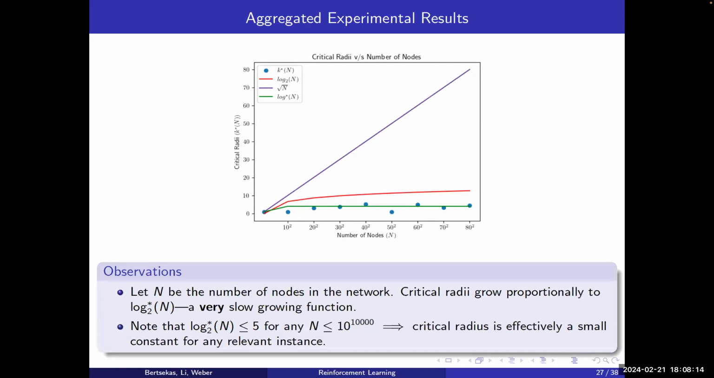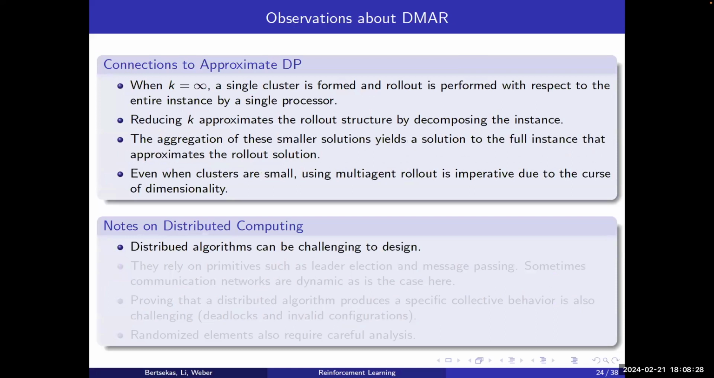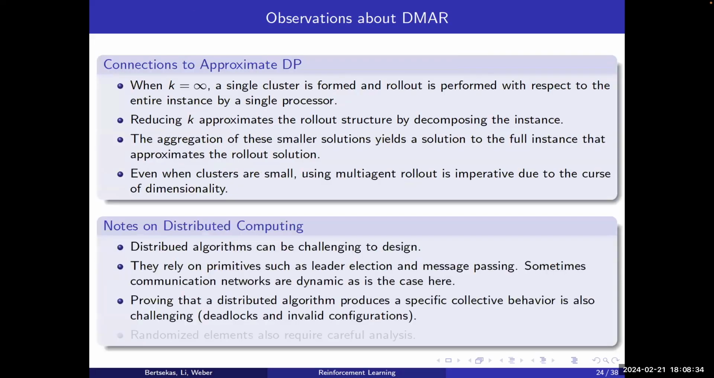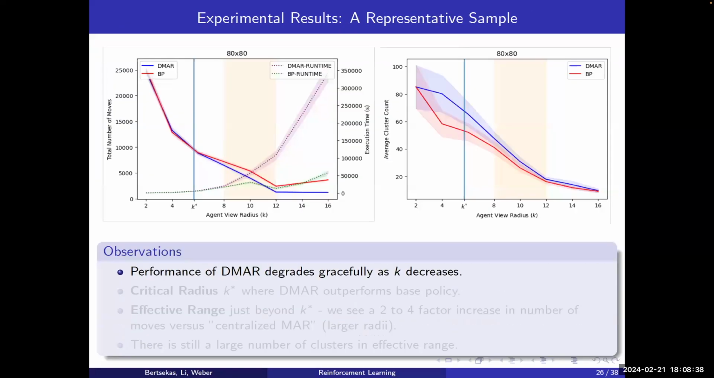The number of nodes, is it the number of agents in one cluster or what? It's the size of the network, the whole instance that you don't know about. So in this example, it's all of these squares. For the 80 by 80 case, the number of nodes is 80 squared.